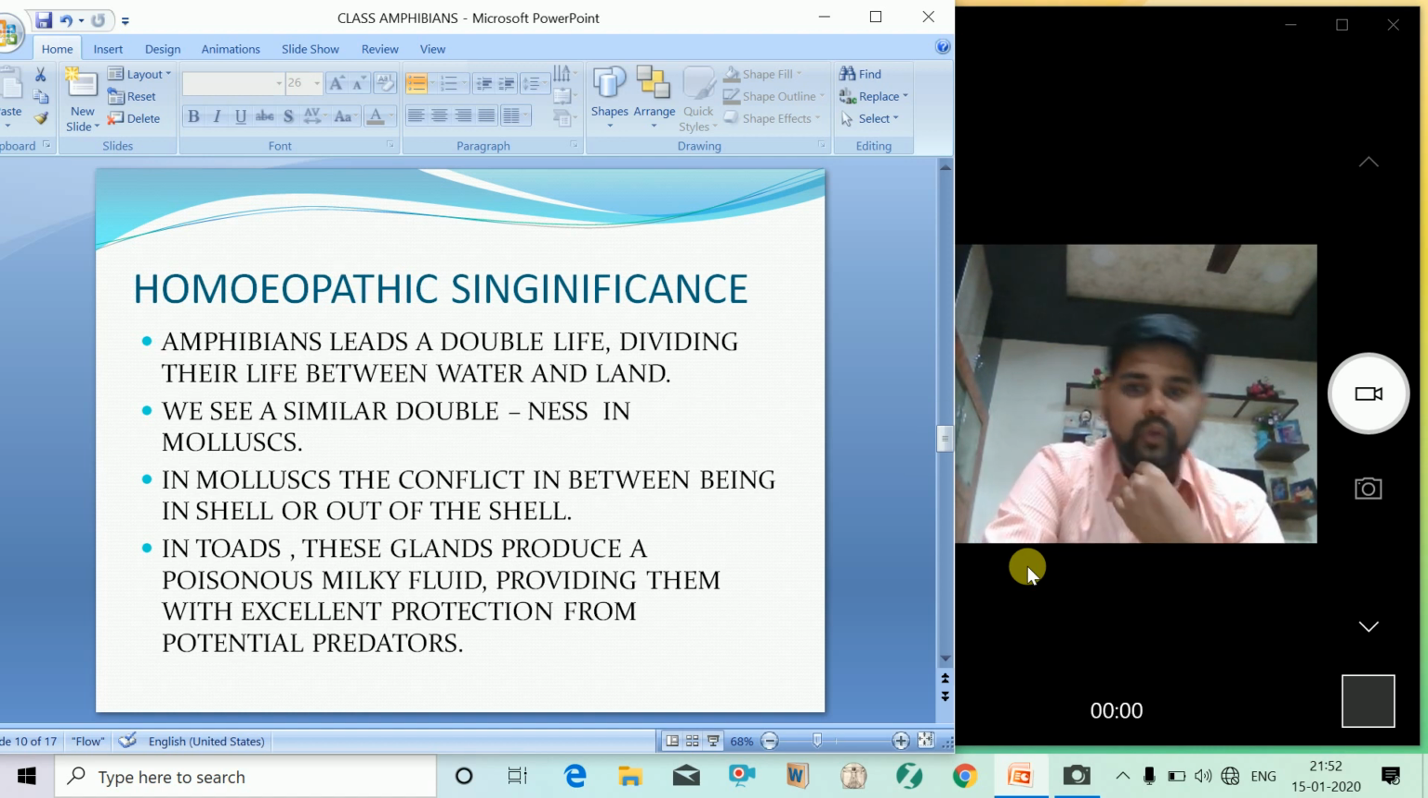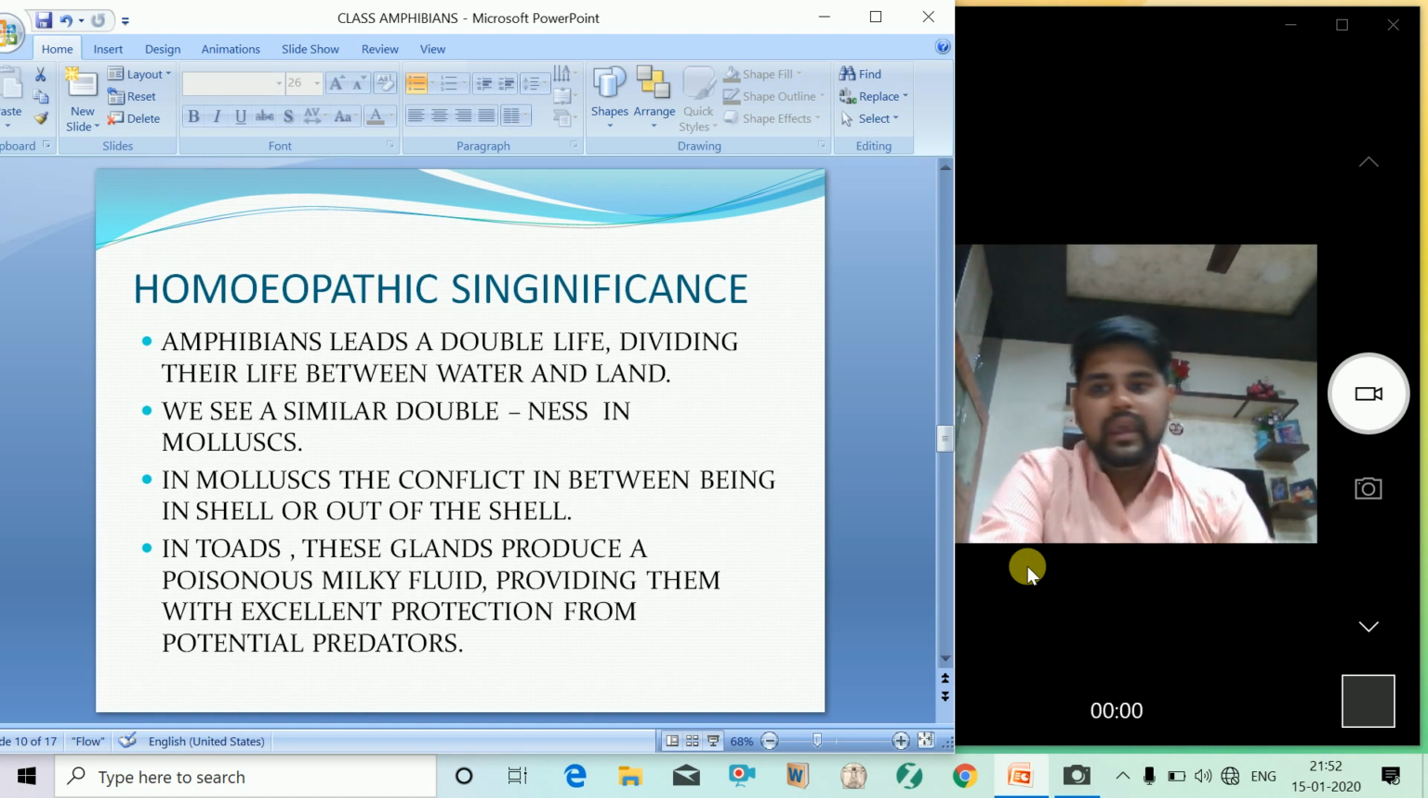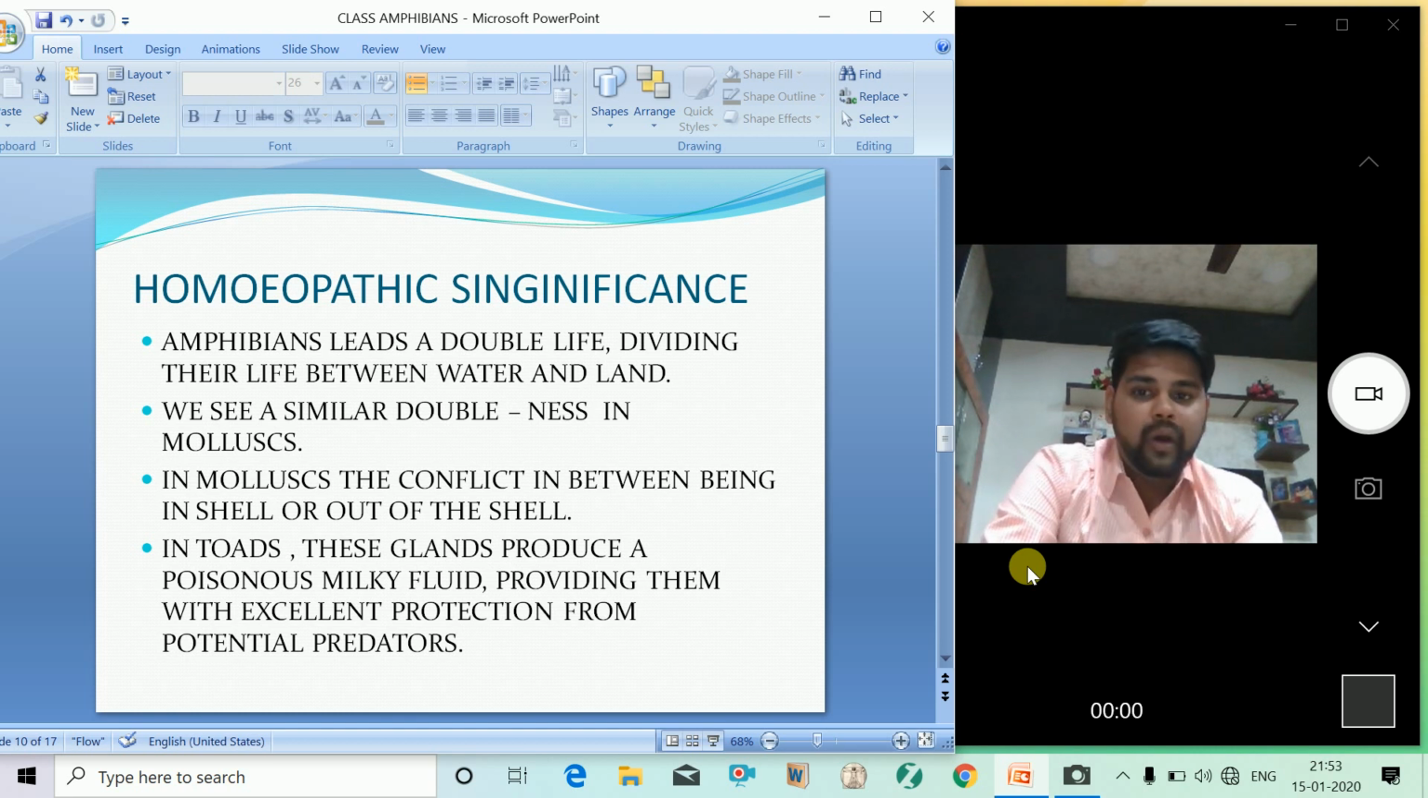So now, what is the homeopathic significance of these amphibians? Amphibians lead a double life, dividing their life between water and land. We see a similar doubleness in mollusks as well. Mollusks, we all know, may live in the shell or come out of the shell. In mollusks, there is the conflict between being in the shell or out of the shell, as we know from the bivalves, the cephalopoda, the gastropoda.